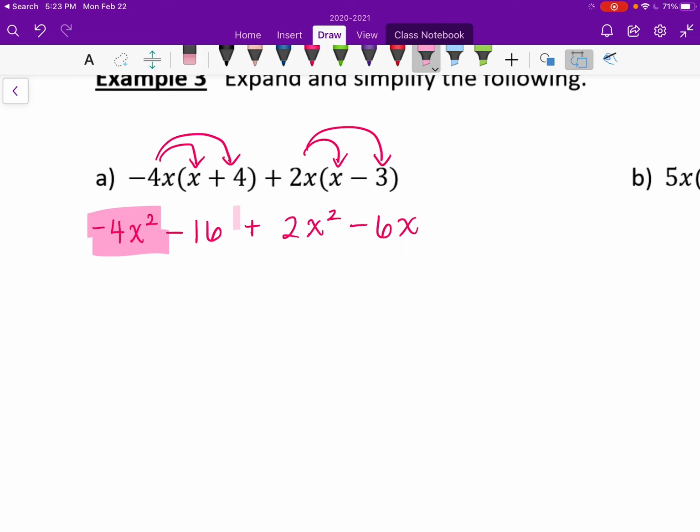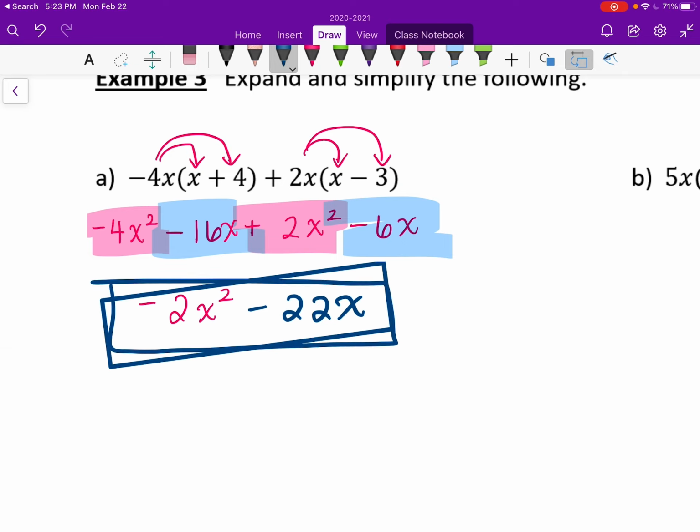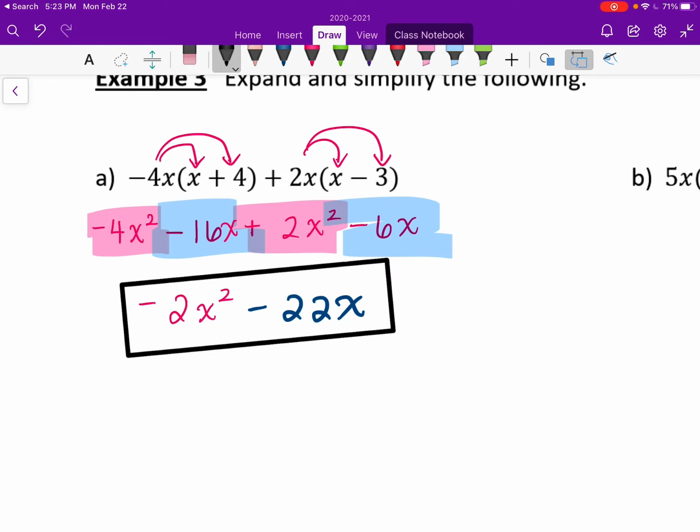So we have 4x plus 2x. So negative 4 plus negative 2 is going to give me negative 2x squared, right? Then let's go back, collect our 16 and our 6. So negative 16 minus 6 is going to be negative 22. And you need to make sure that this is an x here. So negative 22x. Okay, and that is the answer. It's going to make it so that's a nicer box.